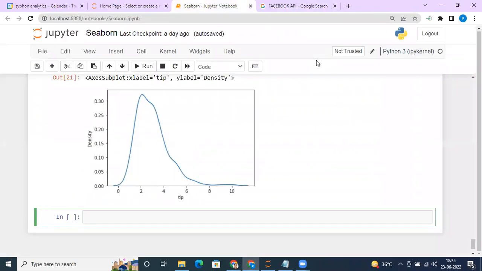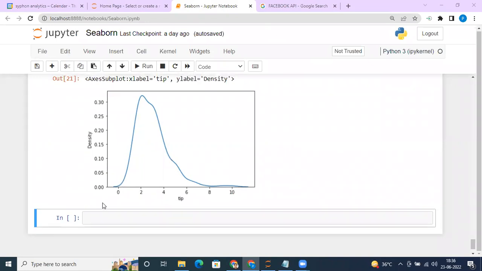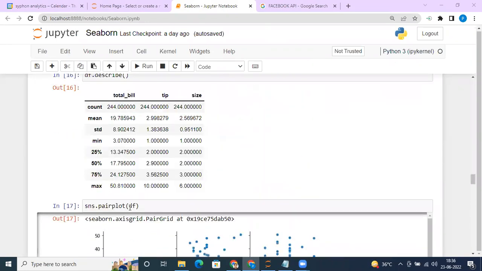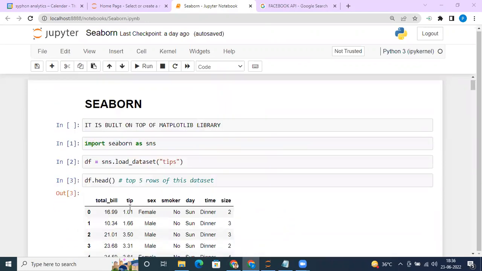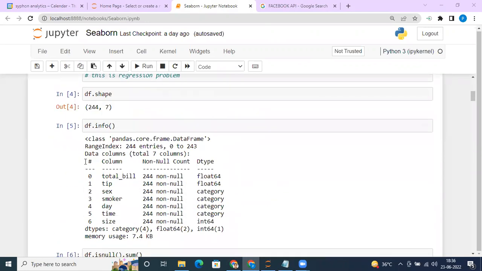Yeah, it's fine. Okay, so we were discussing our Seaborn library. Prior to that, we discussed our Matplotlib library, and how we can customize the different plots. Then we explored one data set, which we imported as the inbuilt data set from the Seaborn library. That was the tips data set, and we explored it.